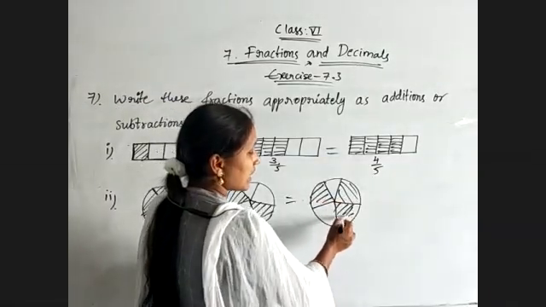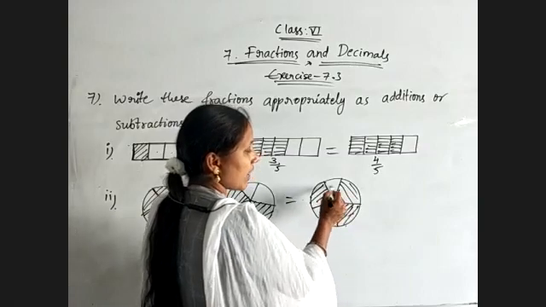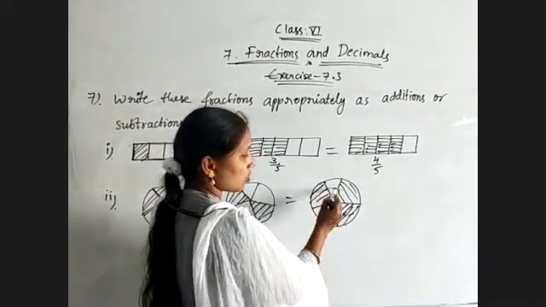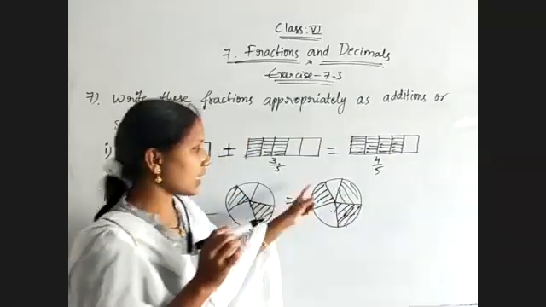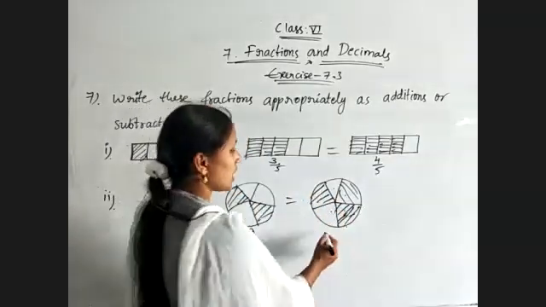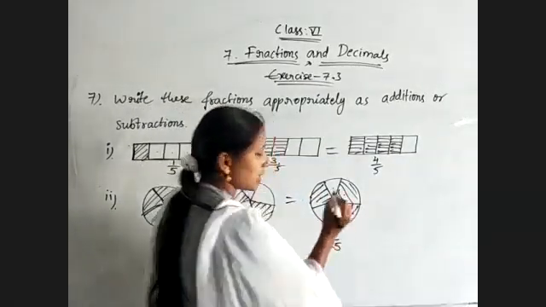3 parts are selected out of 5 equal parts. Observe, 1, 2, 3, 4, 5 equal parts are there. 3 parts are shaded. So 3 by 5 is the resultant fraction.